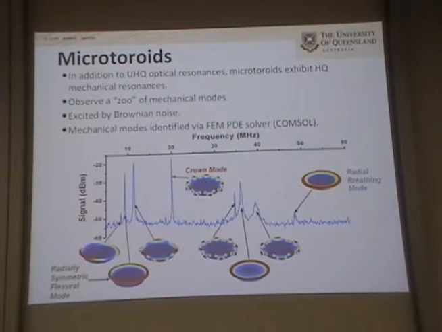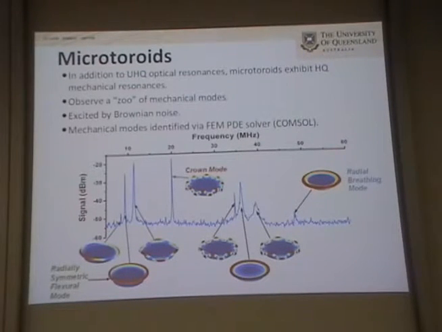So microtoroids, it turns out, are really a natural candidate for these sorts of experiments. The reason is that you have both ultra-high-Q optical modes and high-Q mechanical modes. These are some examples of mechanical modes in a microtoroid. You can think of it like a drum, except that instead of being attached around the edges, it's attached around the middle, right? And you've got all these modes. You can have a mode that vibrates like this, or a mode that ripples around the edge, or a whole host of different modes.